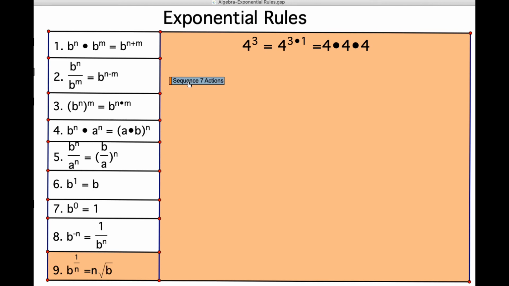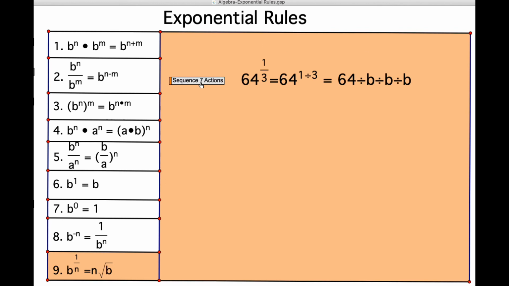This is probably the most difficult of the 9 exponential rules to explain simply. To do it, I go back to the concept that 4 cubed is 4 to the 3 times 1, or 4 times 4 times 4, the key being the times, the multiplication. When I look at 64 to the 1/3 power, which is what I'm looking at, really fractional exponents, well, 1/3 is just 1 divided by 3. So 64 to the 1/3 means 64 divided by a base 3 times will equal 1.